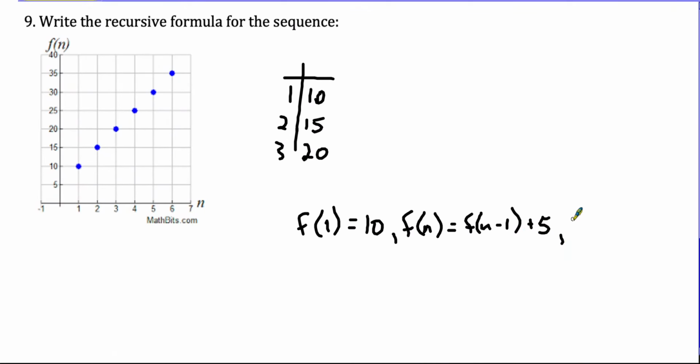And then my domain, since I am given term 1, my domain then will pick up with term 2. That's the first value that I can plug in for n to use this formula that I just came up with.